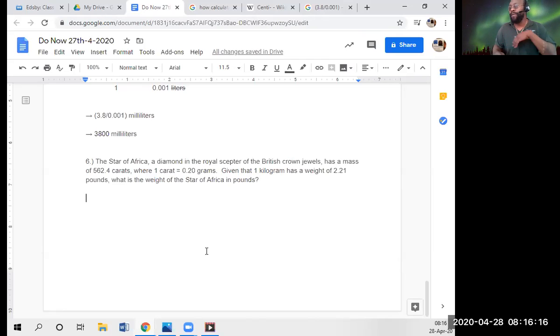If you don't remember from the previous problem, we simply took that value and put it over 1. That was a whole discussion I was making. So here it is again. Just like your age, you put it over 1 and get to work on how to get it to seconds. Well, we're going to convert this all the way down to pounds, right? That's the question. That's our unknown. What is this in pounds? Okay, so first I'm going to put the number 562.4 carats over 1.